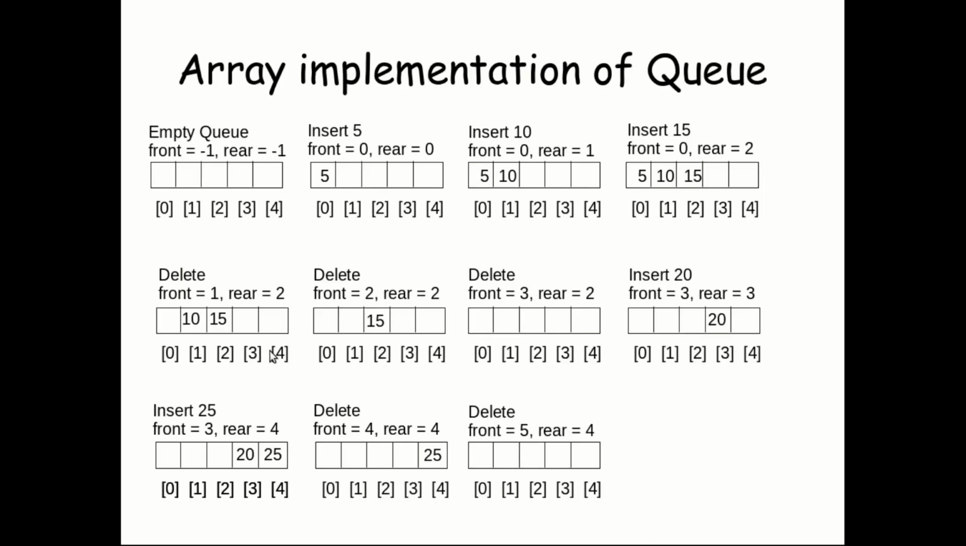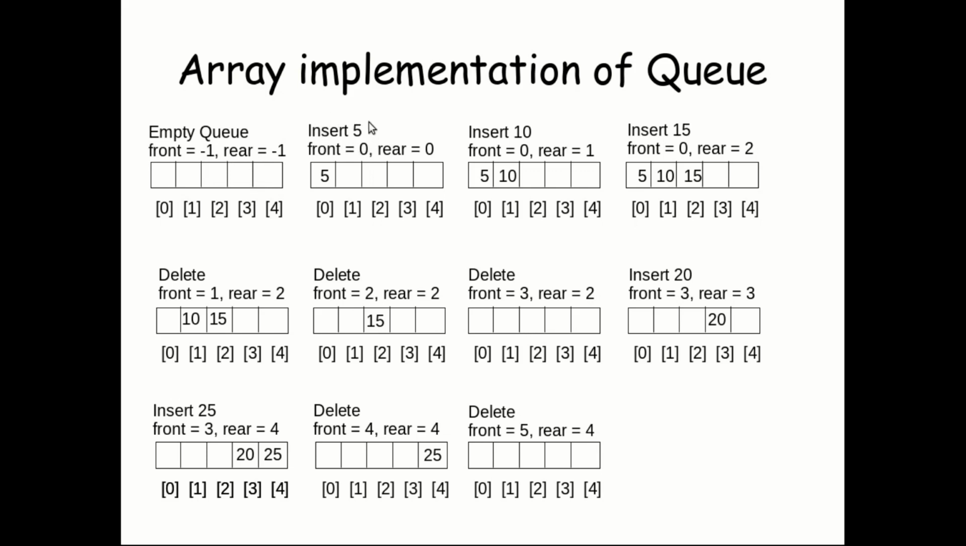So let's start. Here I have considered an array of size 5 with index 0, 1, 2, 3, 4, and the front value and rear value is -1. So this is one condition where we can check if the queue is empty or not. So let's start with the insertion process.